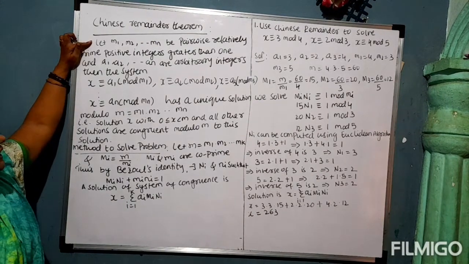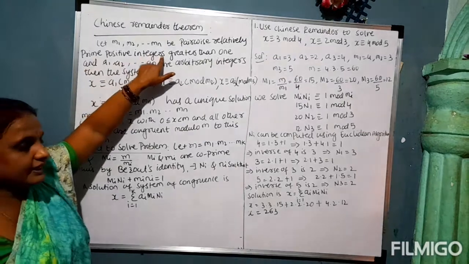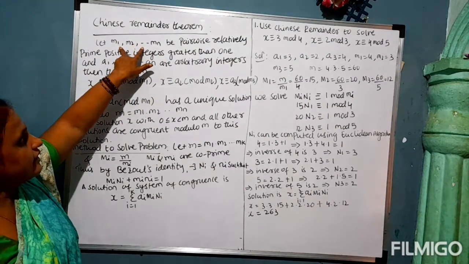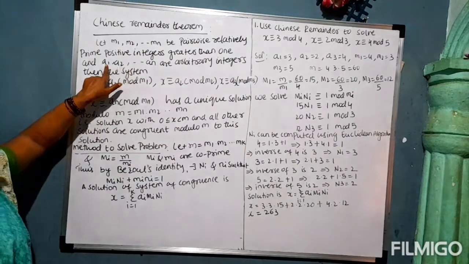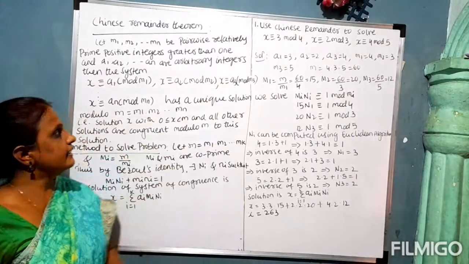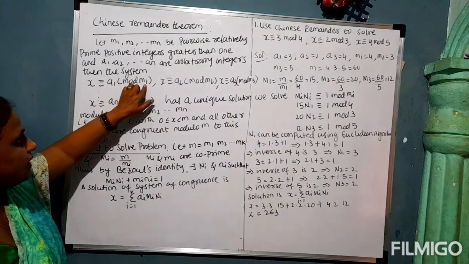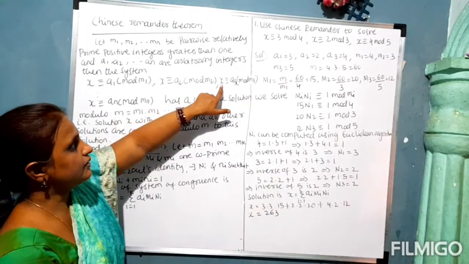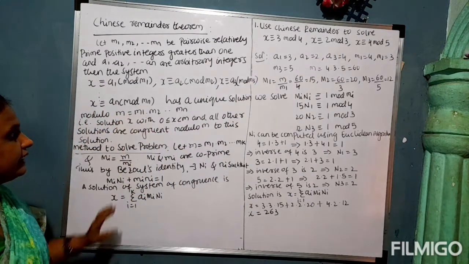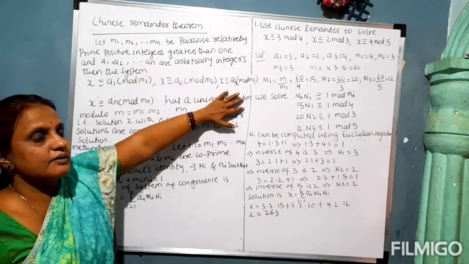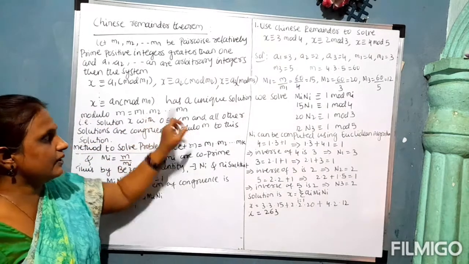The Chinese remainder theorem states that if m1, m2, and so on, mn are pairwise relatively prime positive integers, meaning we have n relatively prime positive integers greater than 1, and a1, a2, and so on, an are any arbitrary integers, then the system of congruences x is congruent to a1 mod m1, x is congruent to a2 mod m2, x is congruent to a3 mod m3, and so on, x is congruent to an mod mn, has a unique solution modulo m, where m is the product of m1, m2, and so on, mn.